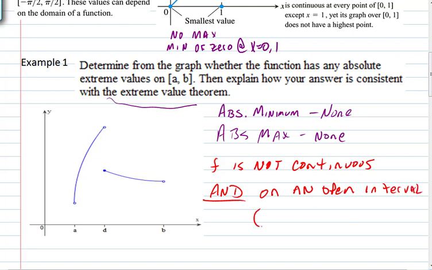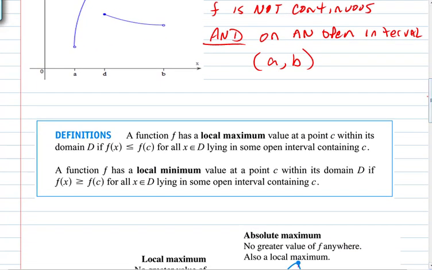In order for this extreme value theorem to work, this has to be on a closed interval. All right? So, definitions. A function f has a local maximum, not an absolute now. It has a local maximum at a point c when it's in the domain if f of x is less than or equal to f of c for all x lying in the domain on some open interval.